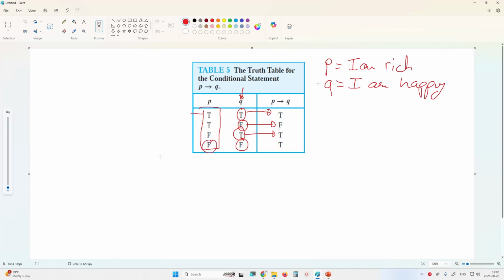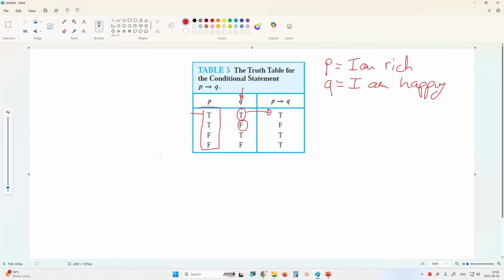That means I am not happy. If I'm not happy, then I'm sorry. If I'm not rich, then I'm not happy. It still gives me a true. But why? Well, that's why I was trying to give you this: if I'm rich, I'm happy. It becomes a little bit confusing.